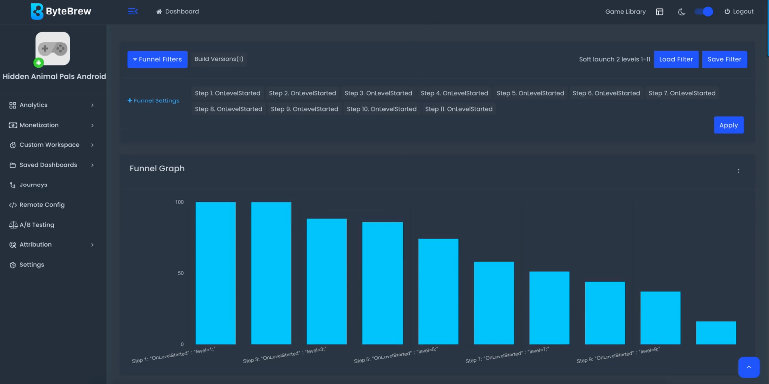So this is soft launch 1. This is soft launch 2. Huge improvement. Still some problems around here, right? So what can we do here to improve this?